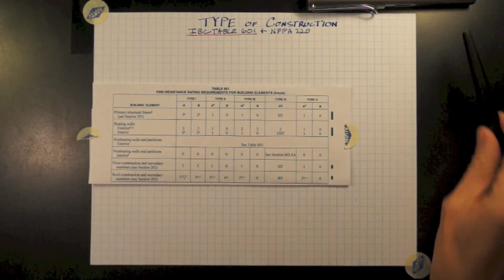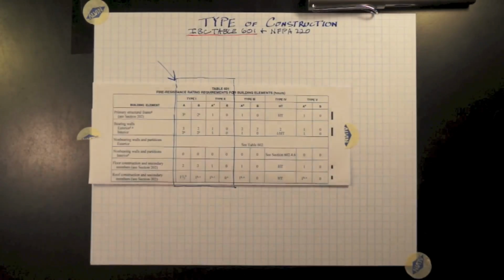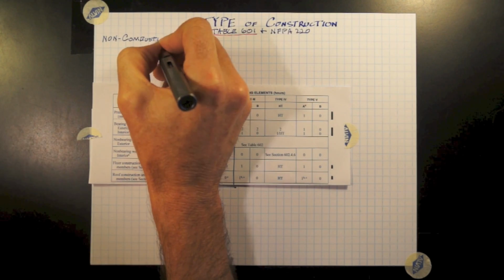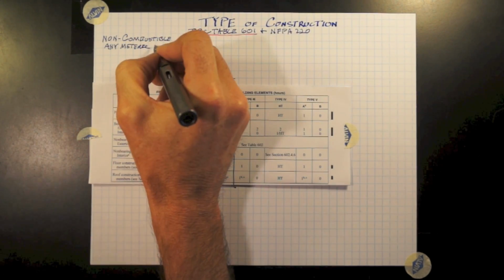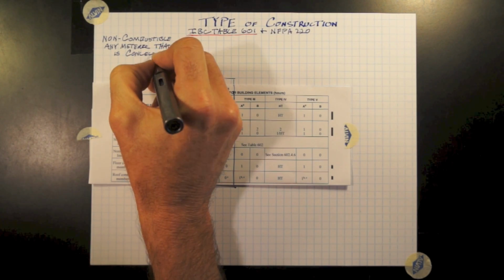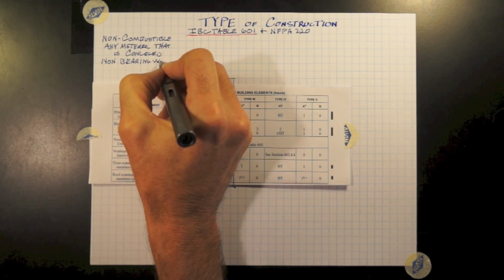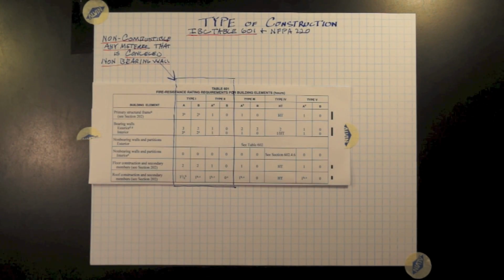Types 1 and Types 2 have two sections: Type 1A and Type 1B, Type 2A and Type 2B. Both of these types are dealing with all non-combustible materials. You cannot use wood in concealed spaces. That's both with bearing and non-bearing walls.